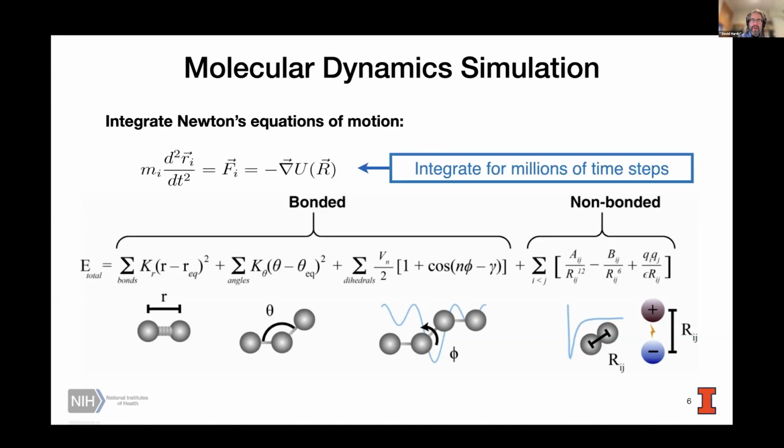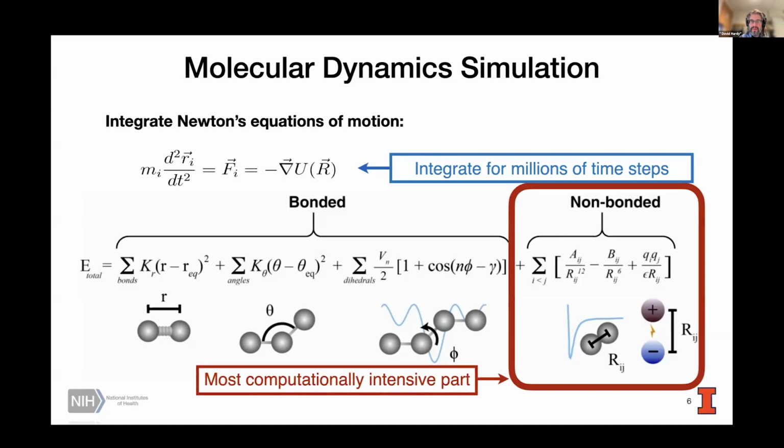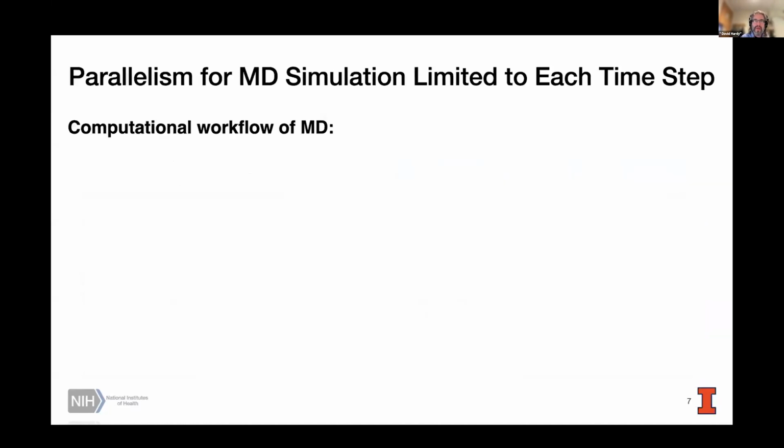And so we're integrating these equations for millions of time steps, where the size of the time step is on the order of femtoseconds. And so a femtosecond is 10 to the negative 15 seconds. And so it's really small. It requires a billion femtoseconds to cover just a microsecond of simulated time. And then the most computationally intensive part, like I said, is this calculation of the non-bonded forces.